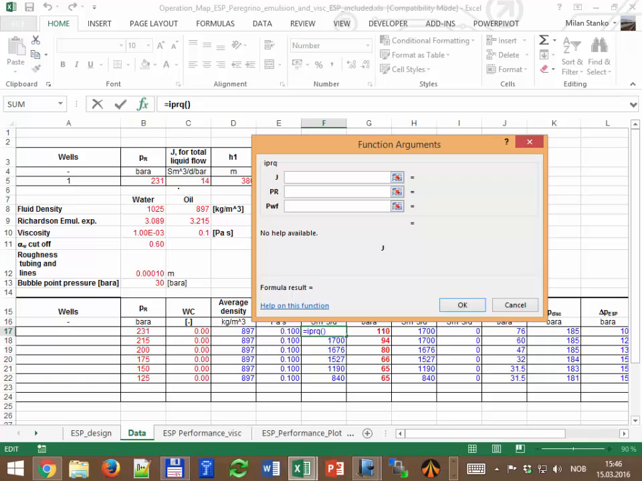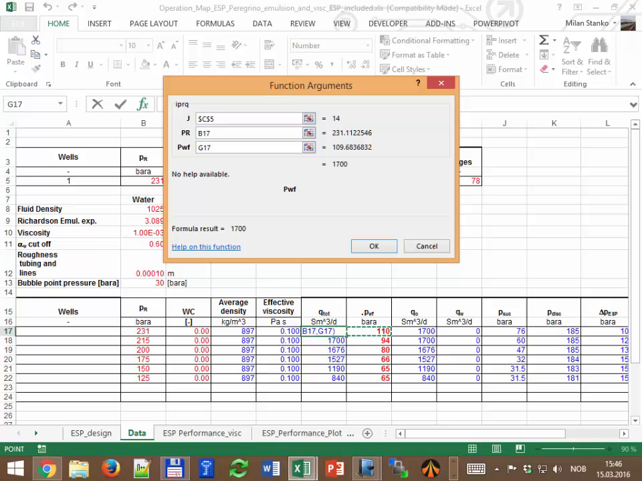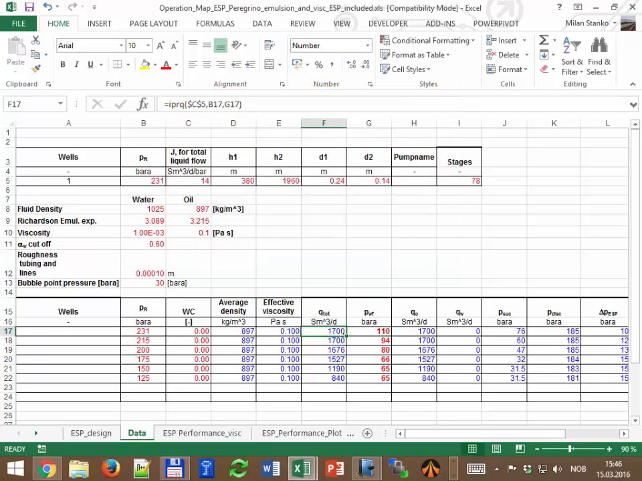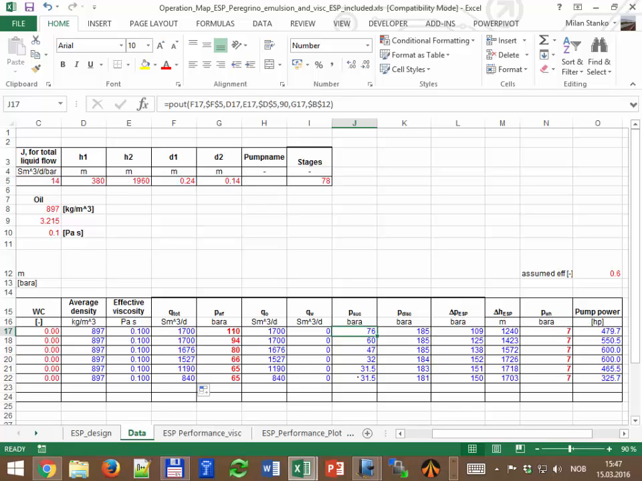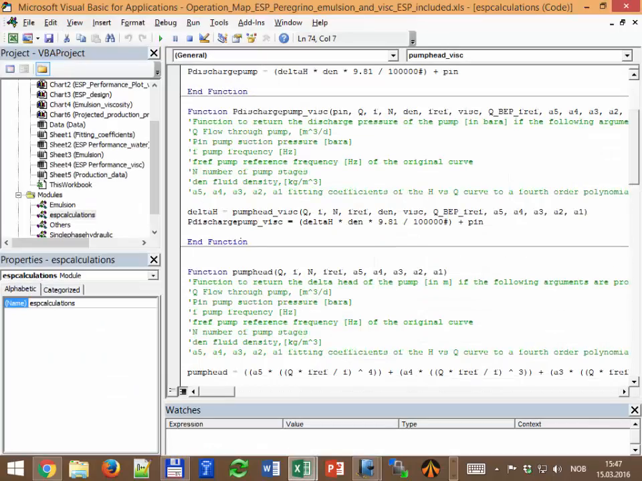And here it wants the J, that has to be blocked. Here it wants the reservoir pressure, that's going to change. And the flowing bottom hole pressure, that is also going to change. Okay, now I move on, all of this is going to be the same. I move to the suction, that also is going to be the same, okay? But now I have to go to the discharge, and here is where I'm going to use my pump function, my pump equation. So what was the name? You remember? P discharge pump viscous, okay?